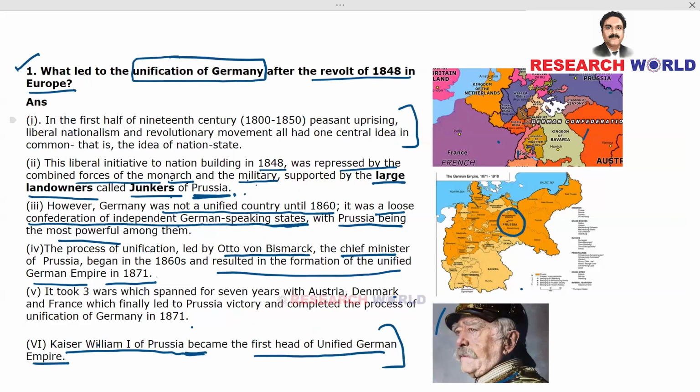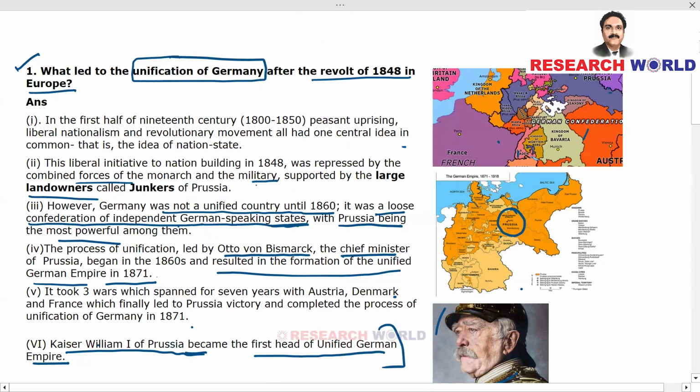So what led to the unification of Germany after the revolt of 1848 in Europe? It all started in 1860, led by Prussia under the minister Otto von Bismarck. And it took 3 wars and 7 years. All right, so we have completed answering the first question. Now we'll move on to the second question.